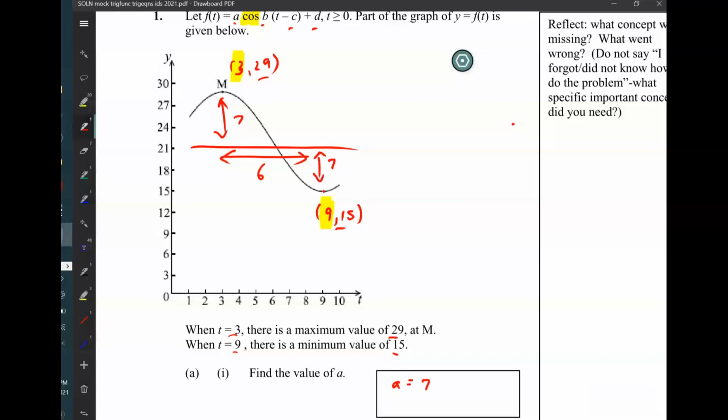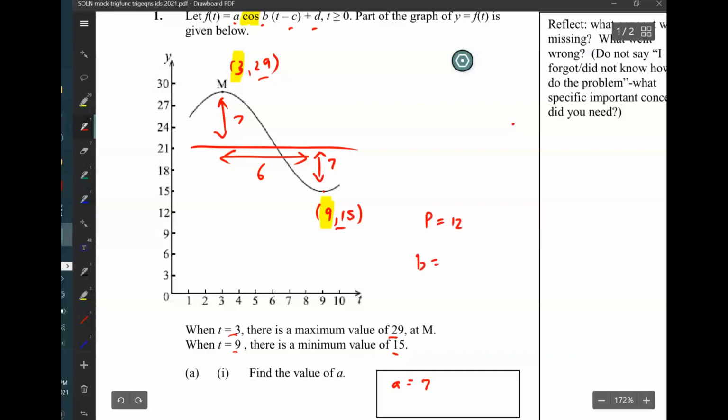And remember that the distance between the maximum and the minimum is half a cycle. If you have the distance between a maximum and a maximum horizontally, that would be a full cycle. If you have the distance between a minimum and a minimum horizontally, that would also be a full cycle. But if you have a distance between a maximum and a minimum, that's only half a cycle. So our half cycle is 6 long, so our full cycle will be 12 long. So that basically means that our period is 12.